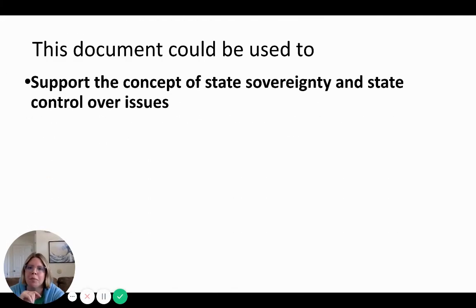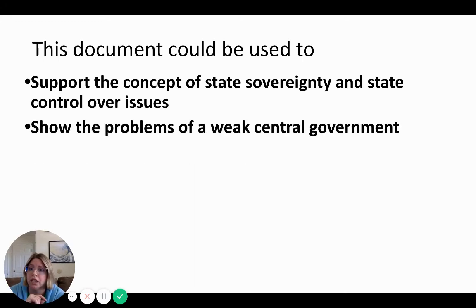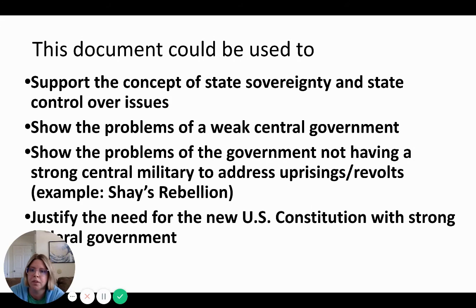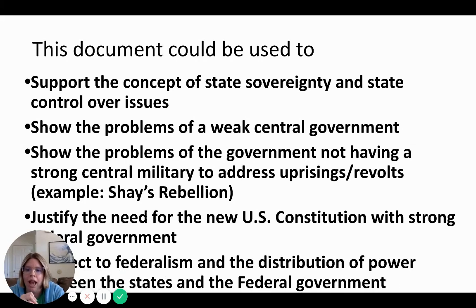So what could this document be used to do? It could support the concept of state sovereignty and state control over issues. It could show the problems of a weak central government. It could show the problems of the government not having a strong central military to address uprisings or revolts. A great historical example there would be Shays' Rebellion. To justify the need for a new constitution with a strong federal government. And to connect to federalism. You could connect this document to the ideas of federalism and the distribution of power between the states and the federal government.